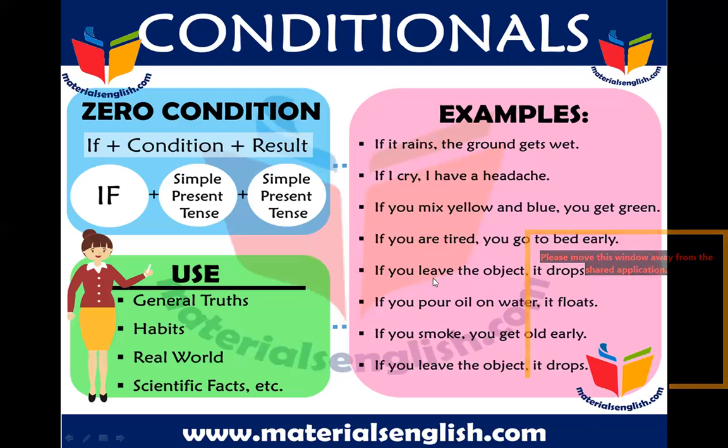Second example here, there's a repetition, there is a mistake. If you are tired, you go to bed early. This is the condition, and this is the result of this condition. This is zero conditional. If plus simple present tense plus simple present tense. Same structure here in both clauses.